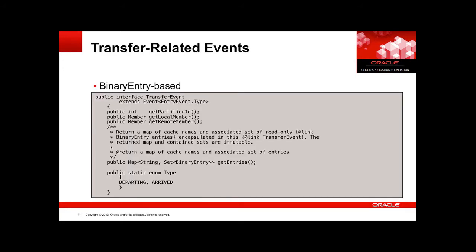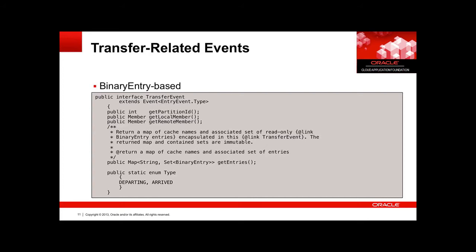And let's have a look at transfer related events. Again, the binary entry base. So here we can see the get entries method has a map keyed by cache name to a set of binary entries. The reason for the map this time rather than the set that we had previously is that a partition may have multiple caches. Hence why they're keyed by cache name.